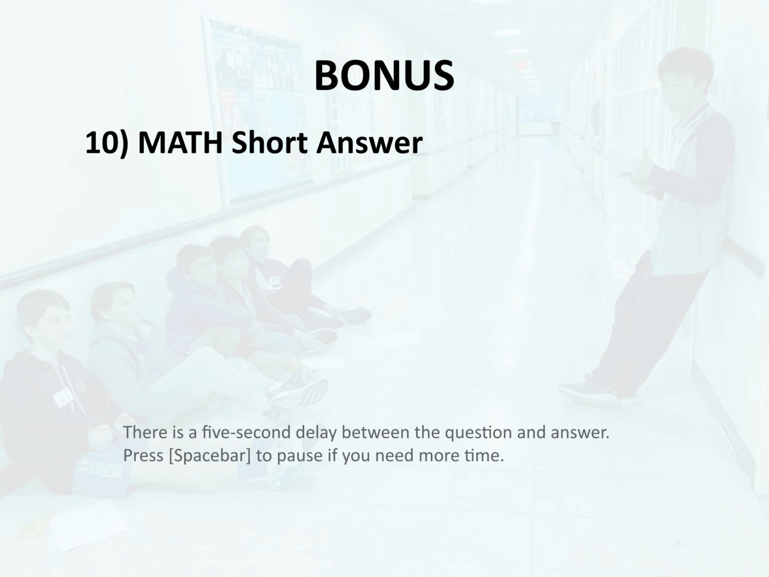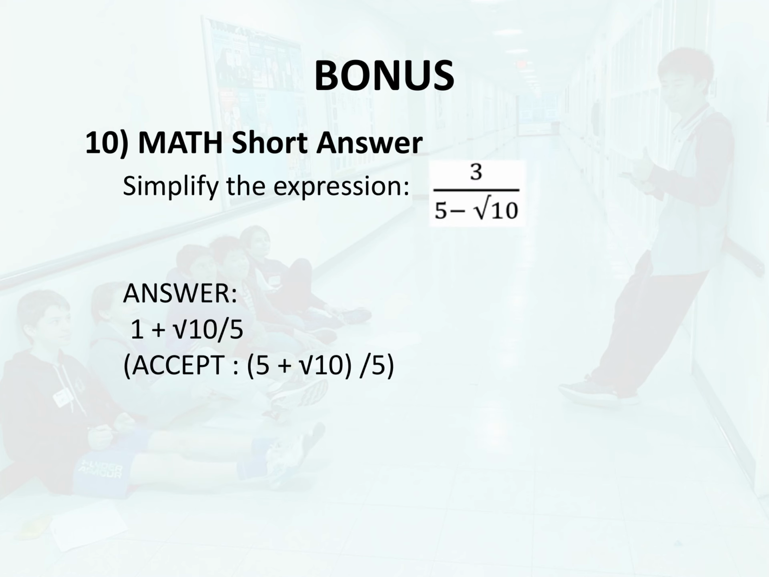Bonus 10. Math. Short answer. Simplify the expression 3 divided by the quantity 5 minus the square root of 10. Answer. 1 plus the square root of 10 over 5.